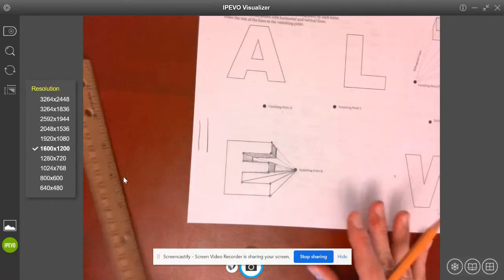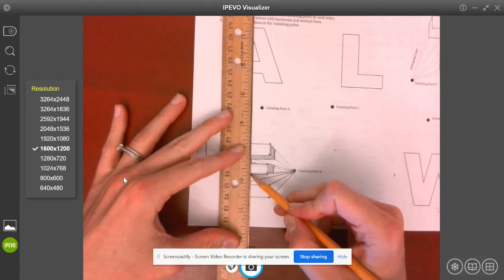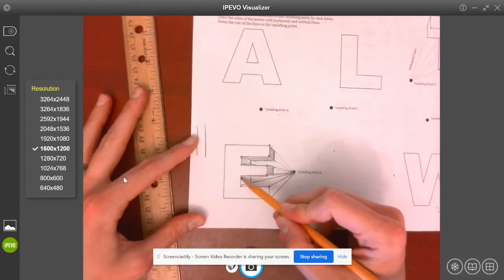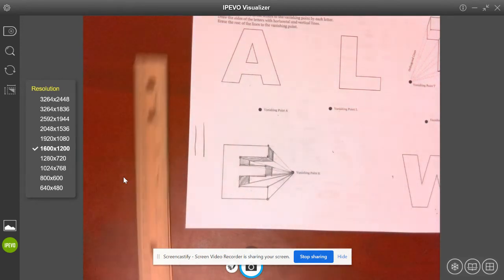All right, next one. So I'm going to go to the side of the E because I have this section next. Move it over. And I'm going to try to line these two sections up, this one and this one, just for the sake of it looking better. Okay, and I shade it in.